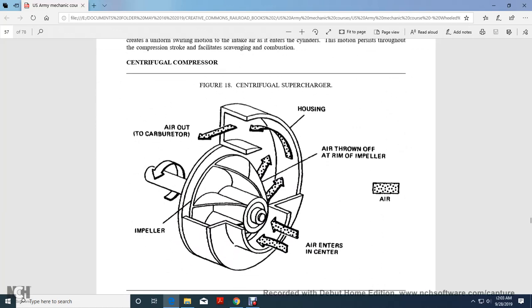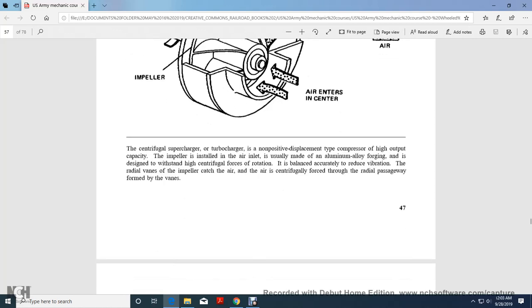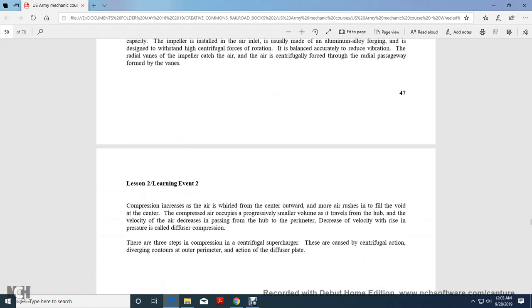Figure 18 shows the centrifugal supercharger with the air outlet. The impeller air enters at the center, and the air is thrown off at the rim of the impeller into the housing. The centrifugal supercharger with the turbocharger is a non-positive displacement type of compressor with high output capacity. The air inlet housing is usually made of aluminum alloy forging. It is designed to withstand high centrifugal forces of rotation, balanced, calculated for vibration and radial loads. The impeller catches air with centrifugal force through radial passageways formed by the vanes.